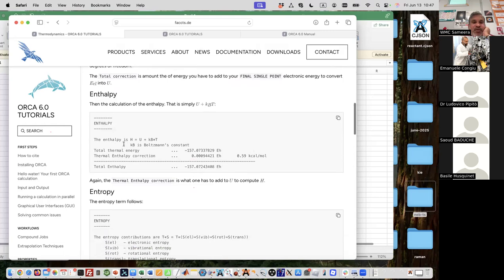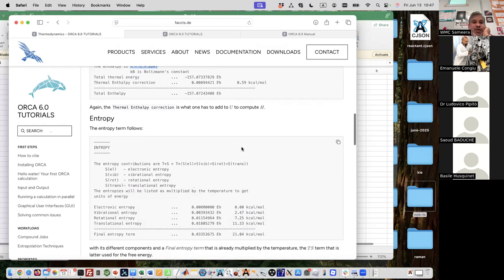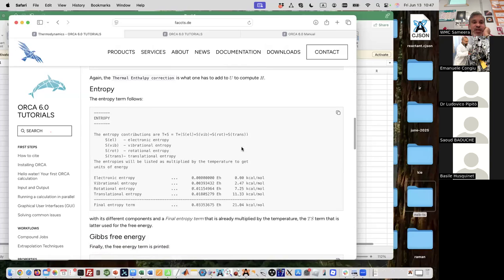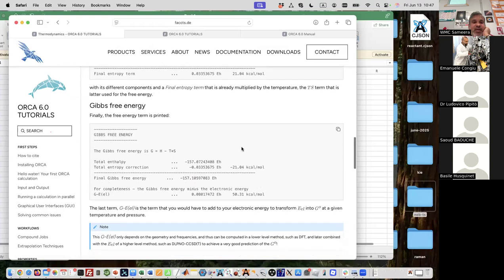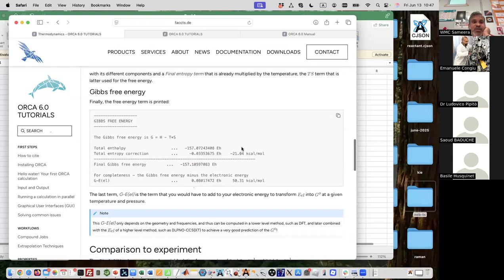Enthalpy can be computed using this equation, as you know, and the entropy of the system can be computed as well. Finally, it will compute Gibbs free energy using this equation, and Gibbs free energy is important because it has entropy in the total energy. In some reactions, the entropy of the reaction is very important.